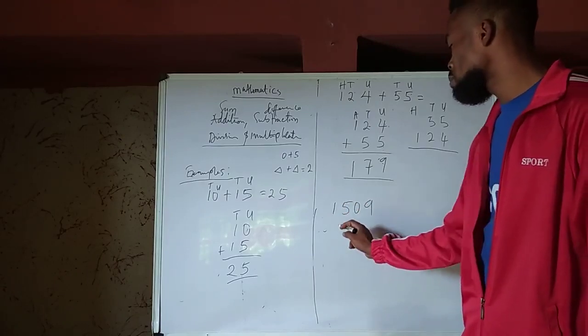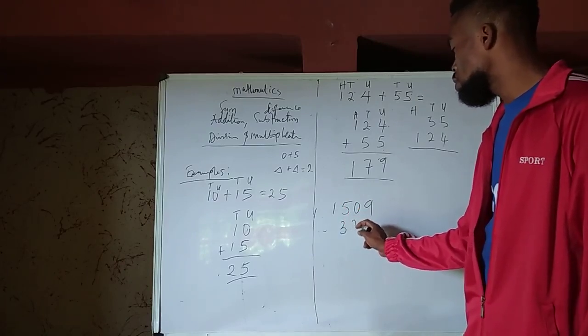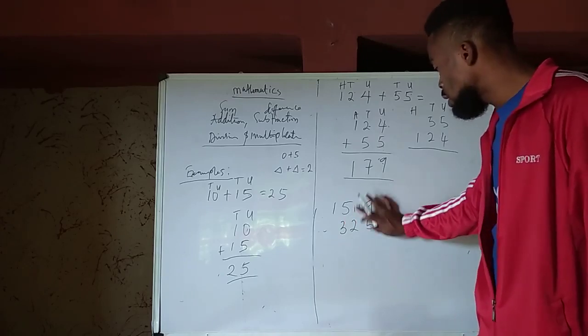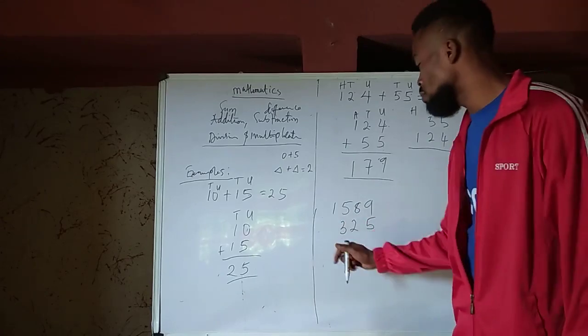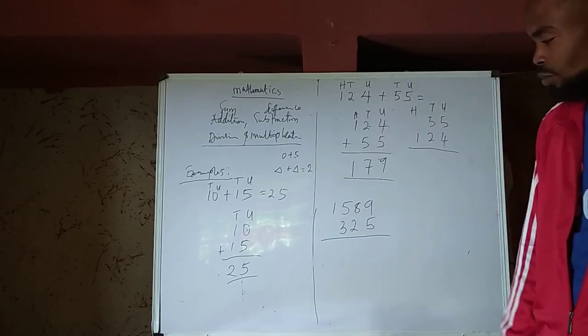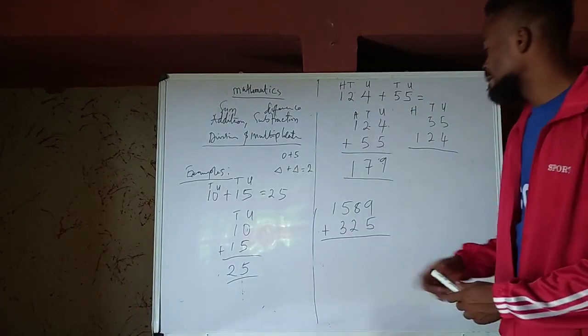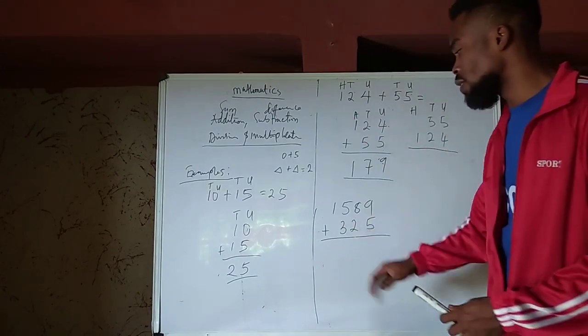Now let's say you were to add 1509 plus 325. Let me make this something more serious. So let's say I was to add this. Remember, I can write this like this. I just decided to write it this way.